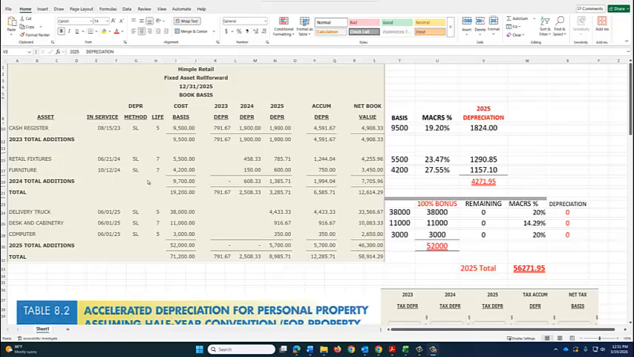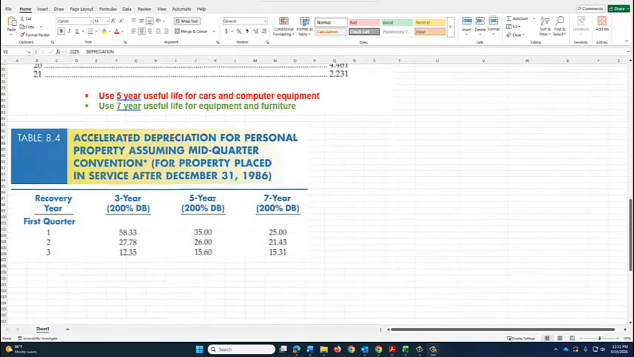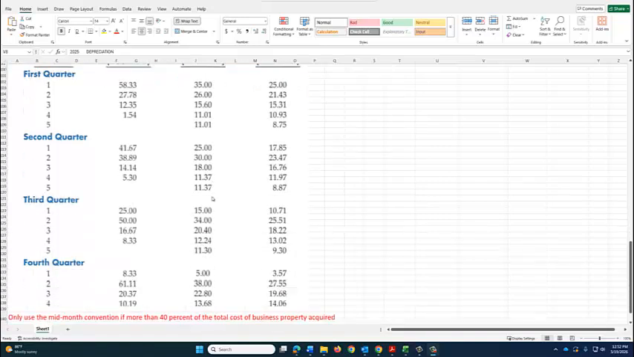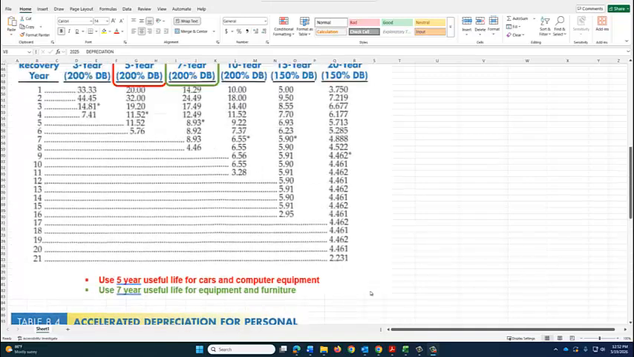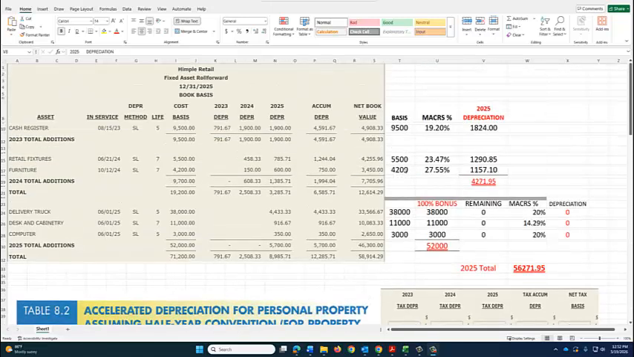Now we'll do the furniture. The furniture was $4,200. It was also a 7-year item, and it was placed in service in the fourth quarter. So if we go down to the mid-quarter table, fourth quarter, year 2, 7 years is 27.55%. So 4,200 times the 27.55% will give us $1,157.10. So that's the calculation for the 2023 assets purchased and the 2024 assets purchased.